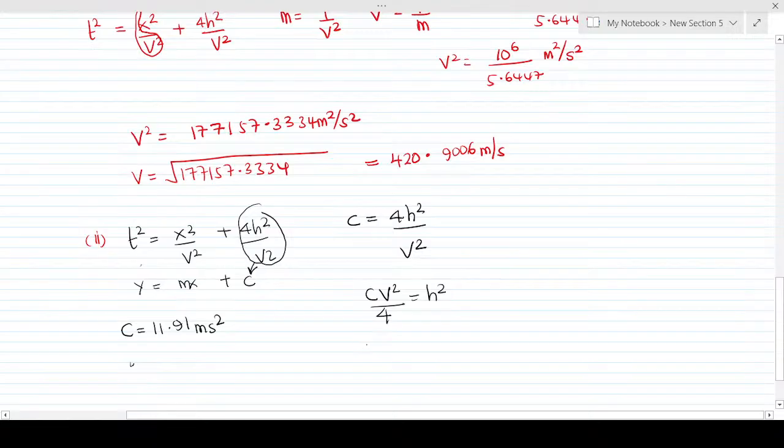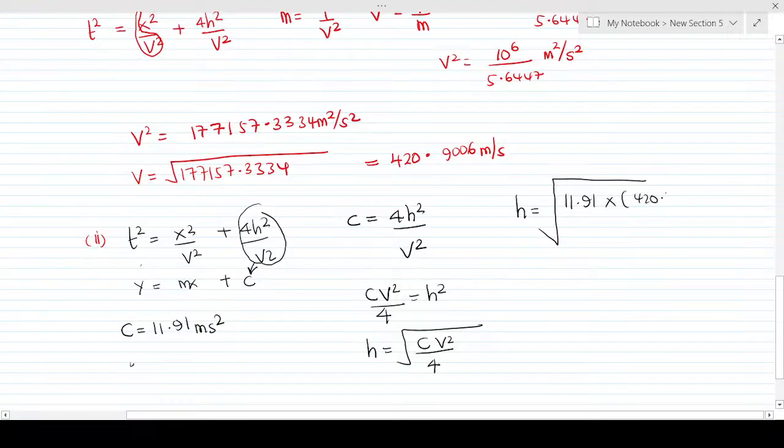I'm looking for H, so H will be equal to the square root of C V squared over 4. And you know what C is? The y-intercept, right? So finding H is going to be the square root of C, which we had as 11.91, times our V that we got, that is 420.9006 squared, all over 4. So we just put this in the equation.